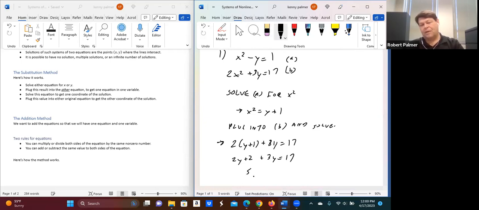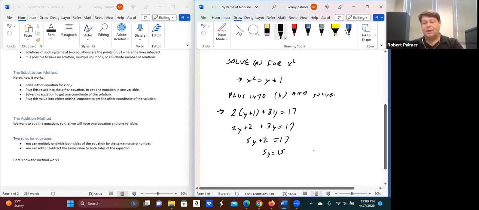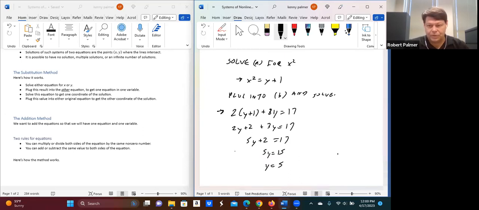And so that's going to give us 5y plus 2 is equal to 17. And then subtract 2 from both sides. We have that 5y is equal to 15. This particular case works out nicely. This then is going to be y is equal to 5. Okay, and actually, wait just a minute.